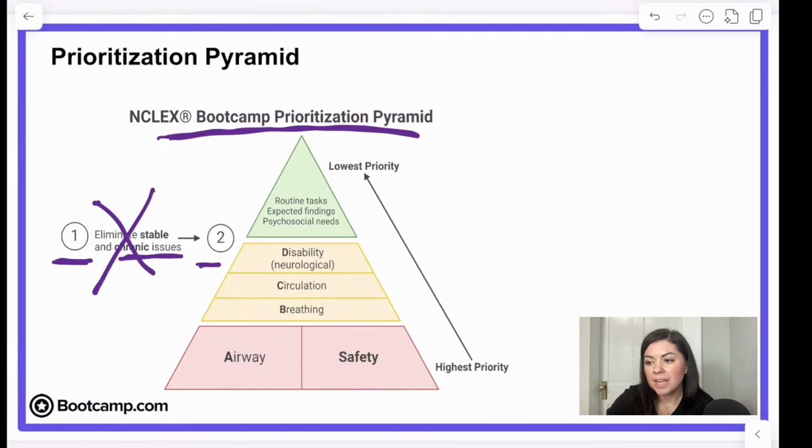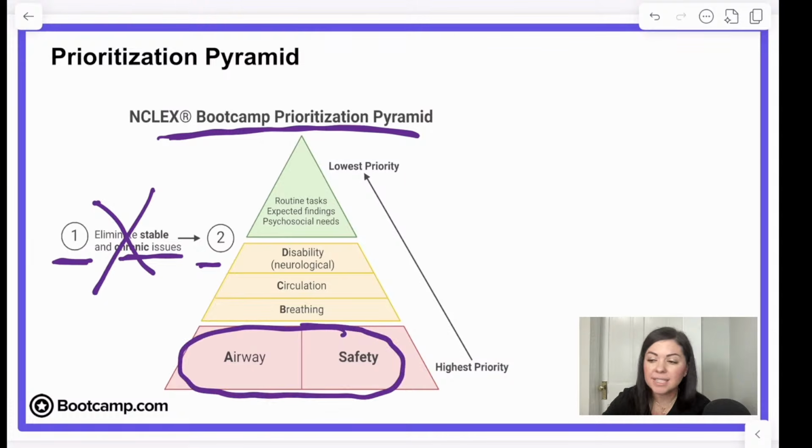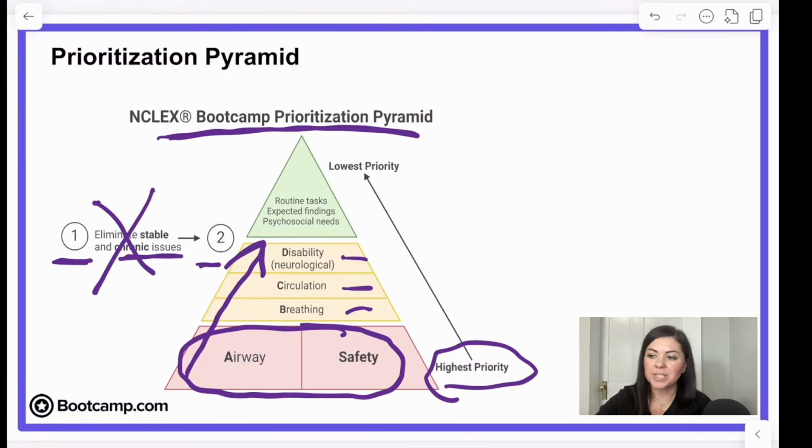So the bottom, in bright red to get your attention, are the issues that typically require immediate intervention. Those are going to be airway and safety issues. Any type of acute airway or safety issue is usually our highest priority that needs immediate intervention. And then it is followed by breathing, circulation, and disability. Disability is just another way to say neurological, so altered mental status, stroke, that type of thing. So we can do our A, B, C, Ds, and once again, safety and airway are both very high priorities.